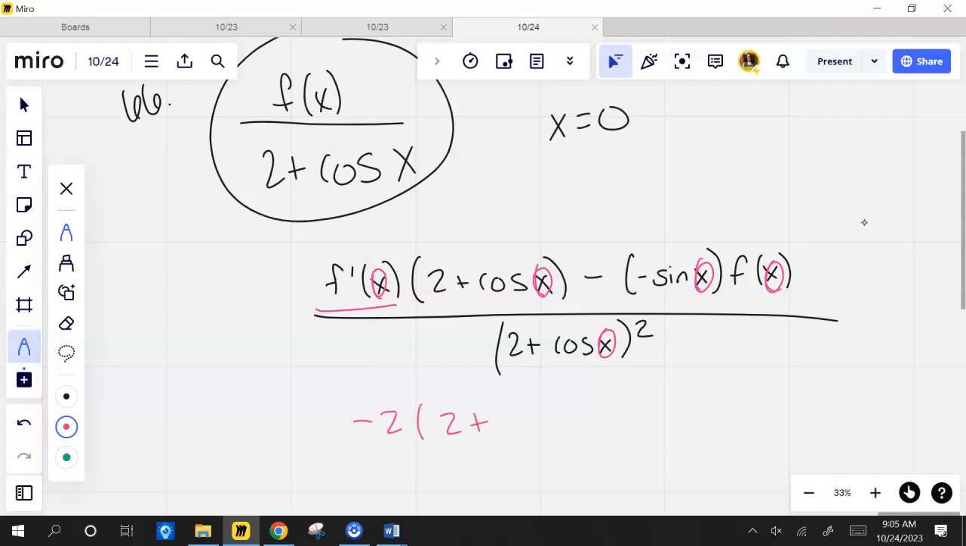2 plus, what's the cosine of 0? What's the sine of 0? Is 0. What's f of 0? Look in your chart. It doesn't matter. You're right. Irrelevant because it's 0. Over 2 plus, what's the cosine of 0?